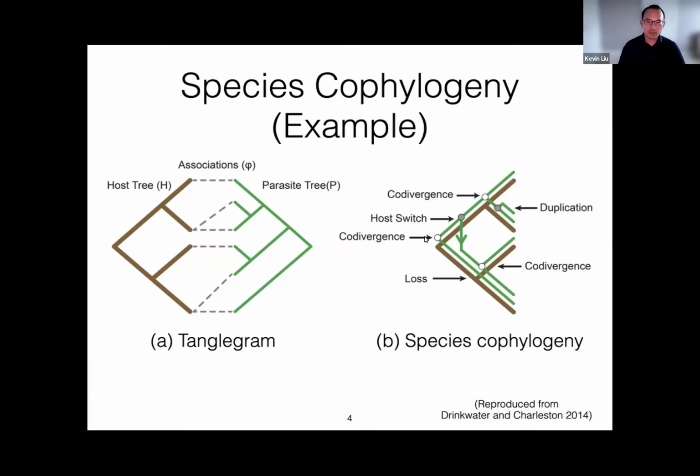So these can include things like co-speciation, as well as other events such as duplication, loss, and host switching. And so this is an example of a species cophylogeny on the right. One more piece of terminology is the present day associations and the two trees can be represented using a tanglegram, which is typically the input for species cophylogeny reconstruction.